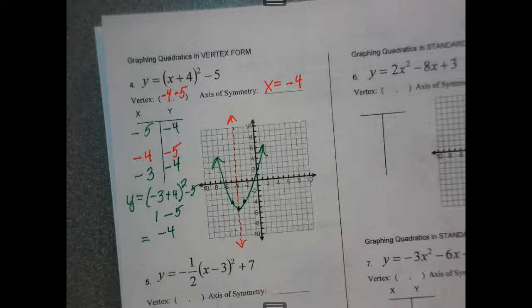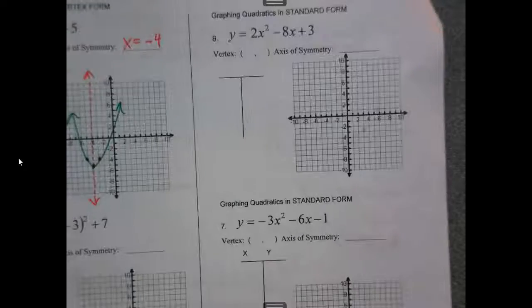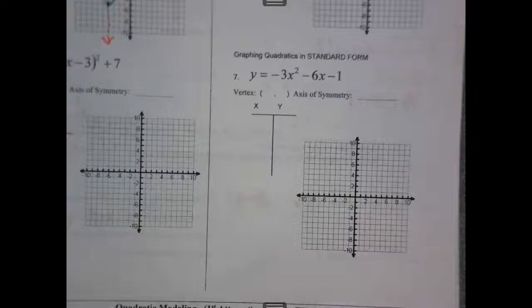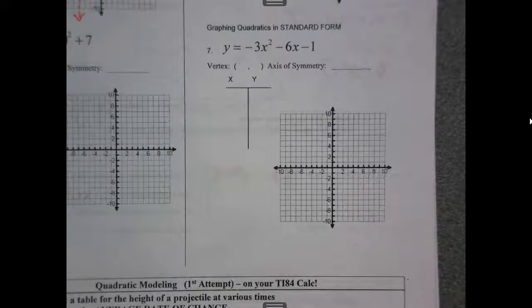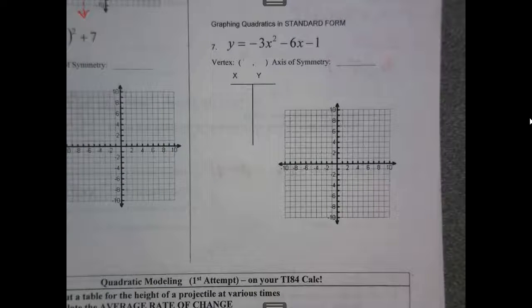He's here today. Uh-oh. See, I can't even do the right problems anymore. I'm so discombobulated. Yes. All right, number 7. What am I doing? Oh, this is standard form. So what?